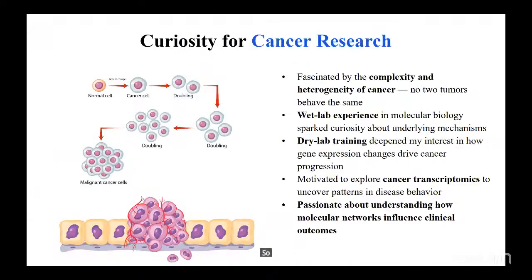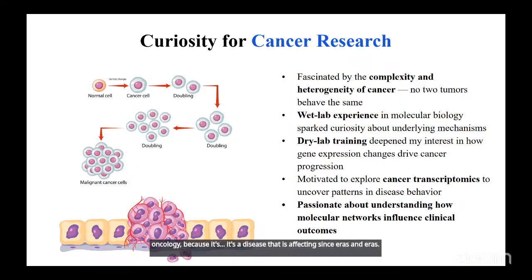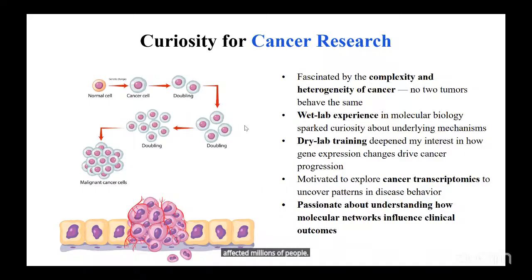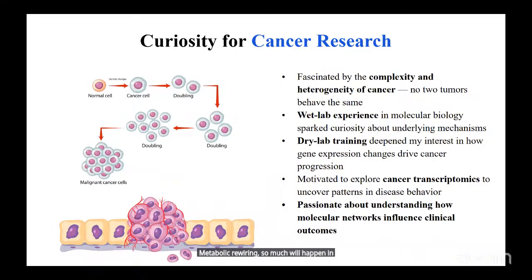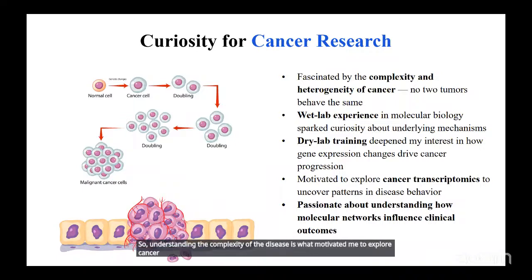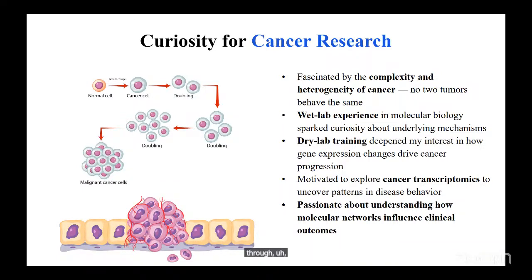I have always been fascinated by cancer biology and oncology, because it's a disease that has been affecting millions of people for ages. It remains extremely complex. Cancer is not just uncontrolled cell growth. It's a combination of a number of mutations, microenvironment changes, immune evasion, and metabolic rewiring. So much happens in our body if we are affected by it. Understanding the complexity of the disease is what motivated me to explore cancer genomics through different data sets and computational tools.